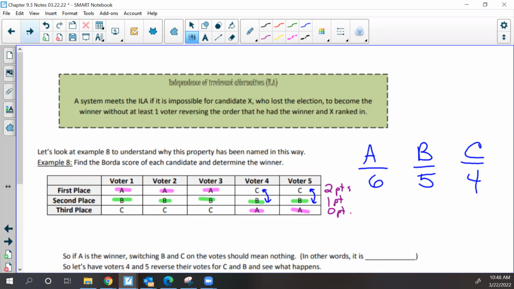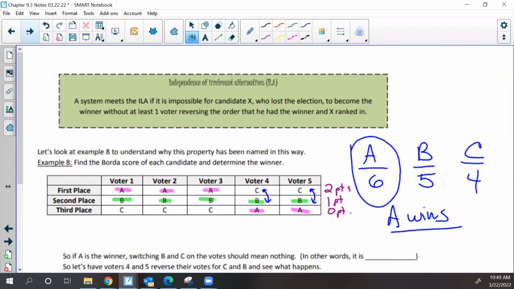And the candidate with the most points in their Borda scores is the winner. Right now, A wins this election. All right, so this is what the problem with Borda score is. If we have at least two voters that change their positioning on candidates who didn't win the election, it should be irrelevant, right? It shouldn't matter. It shouldn't change the outcome of the election.